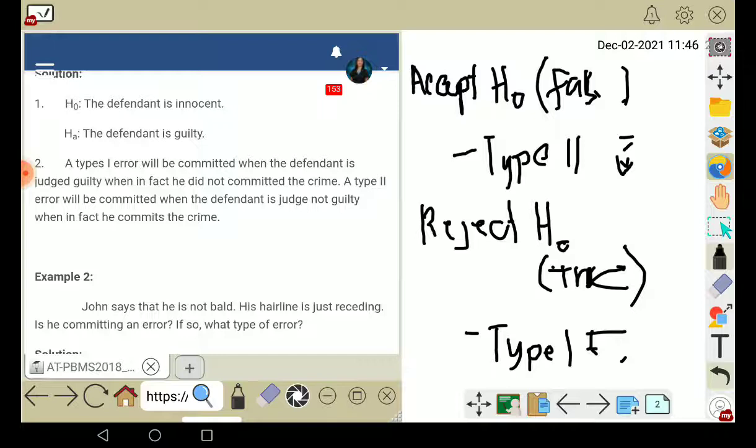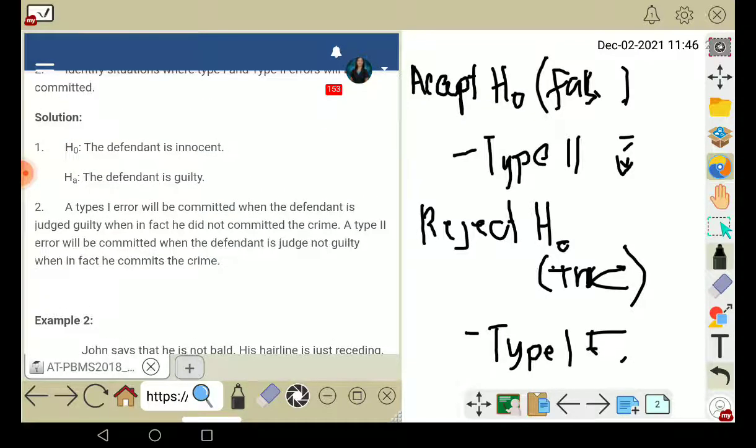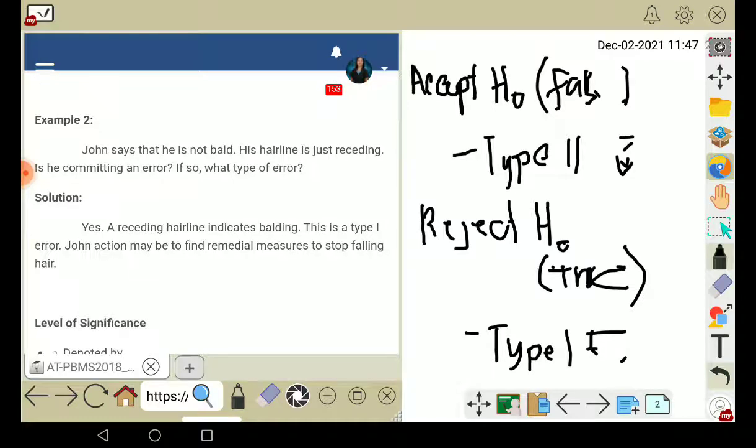For the type 2 error, the defendant is actually guilty. He was proven guilty, but still we accept the null hypothesis, which is the defendant is innocent. So when you accepted the null hypothesis, which is the defendant is innocent, when in fact he was proven guilty, then what we are committing is type 2 error. Let's have that for a while.